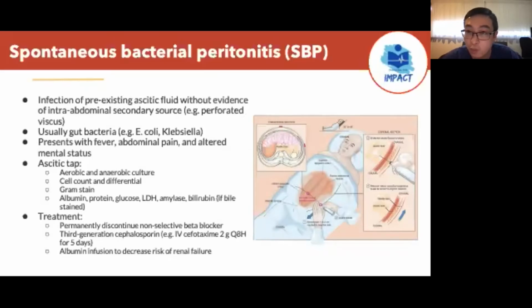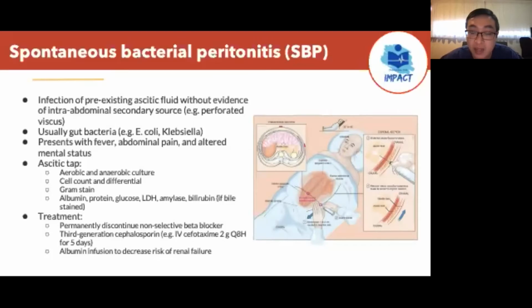Like, obviously if you perforate your bowel, for instance, then yes, bacteria can get into the peritoneum and cause a peritonitis. But what we're saying is that there's no secondary source, there's no perforated viscus, but there's still bacteria in the acidic fluid. That's what we define as spontaneous bacterial peritonitis, as opposed to secondary bacterial peritonitis, which is a bit confusing. So spontaneous bacterial peritonitis is almost always seen in the setting of end-stage liver disease.